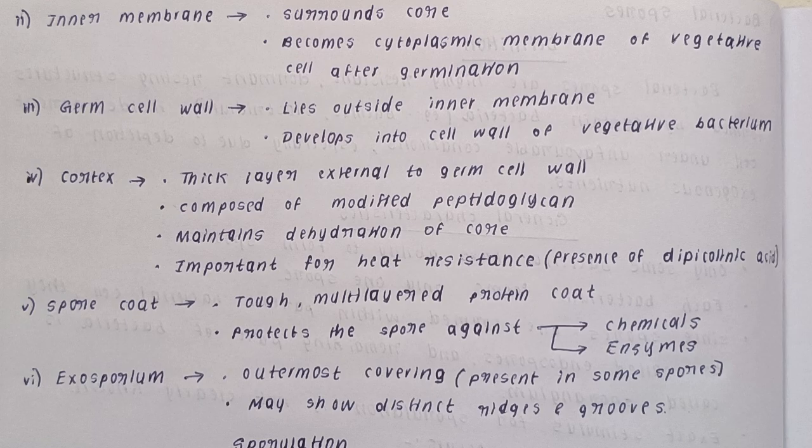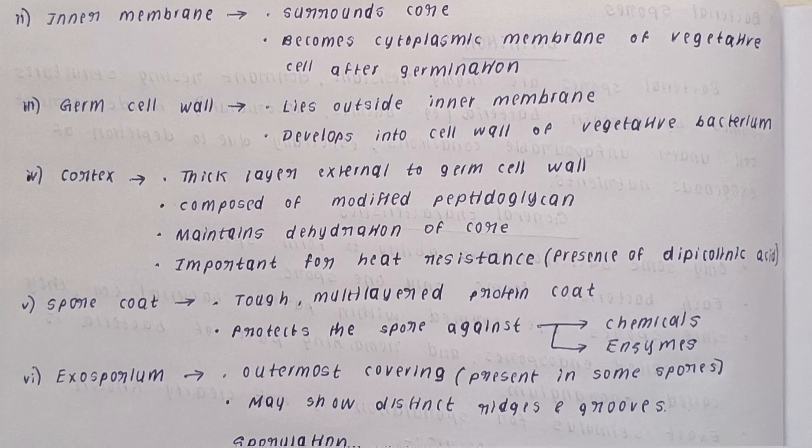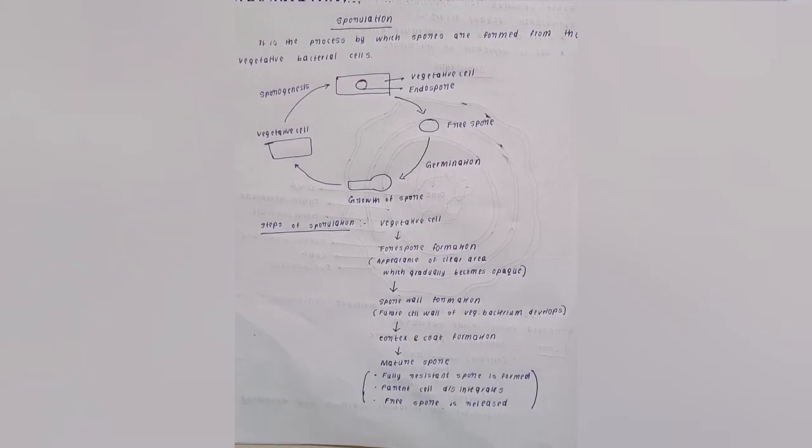As we discussed, in the core the water content is very low, so that dehydration is maintained by the cortex, and it is important for heat resistance because of the presence of dipicolinic acid. Next, the spore coat, a tough multi-layered protein coat, which protects the spores against chemicals and enzymes. Then the exosporium, present in some spores, not all spores, obviously the outermost covering, and it may show distinct ridges and grooves.